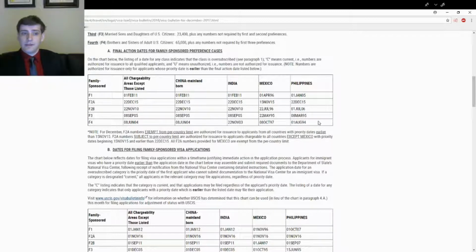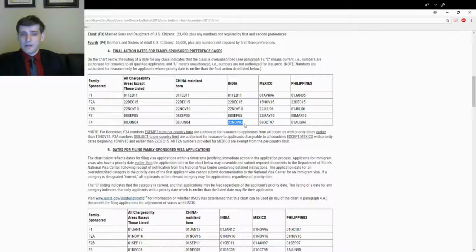Now here's how you read this. These are the petitions that were filed at this time. So this may seem complicated, it's really not. If you were to petition for your brother or sister, and you're a U.S. citizen, they would be an F4. And your brother or sister is from India, for instance. Well, you would look down at F4. They are currently processing applications from the 22nd of November, 2003.